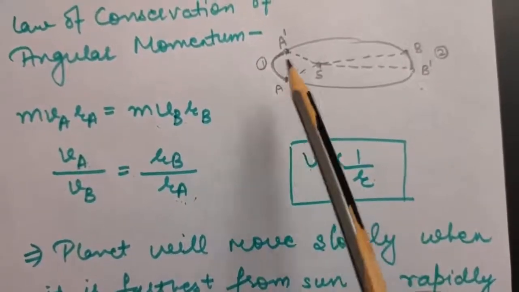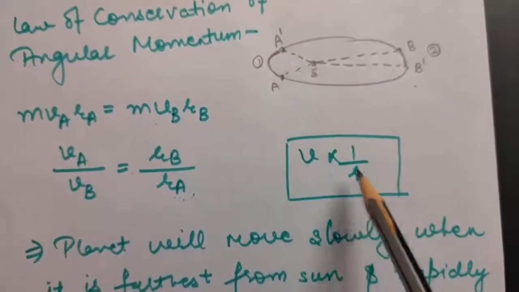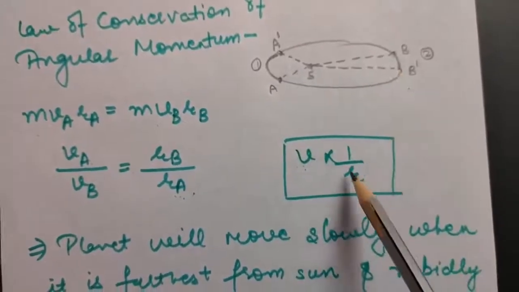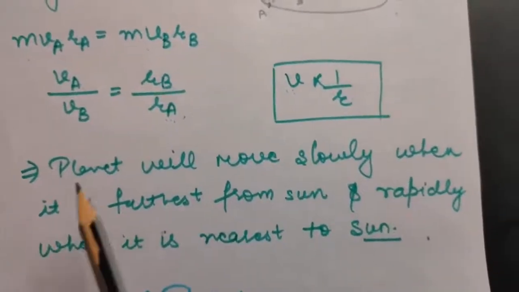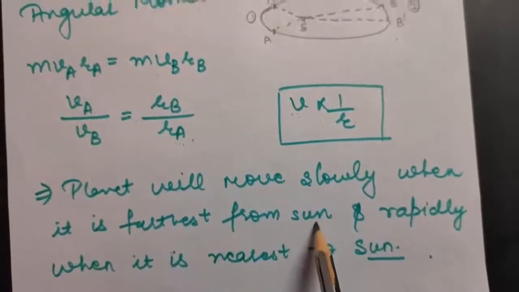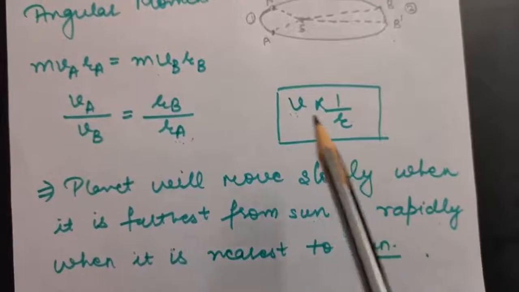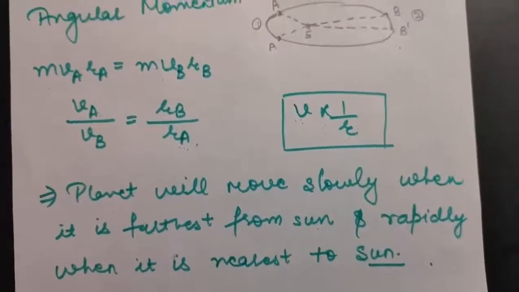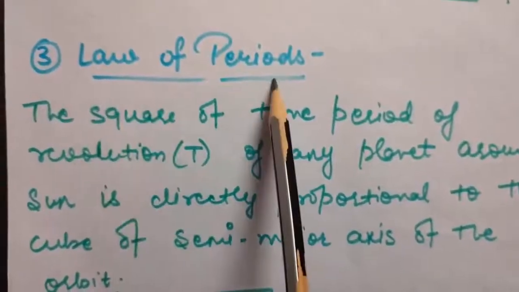So when the planet is close to the sun, that is if r is less, velocity will be high, and when the planet is far away from the sun, that is when r is higher, v will be small. So you can state it like this: the planet will move slowly when it is farthest from the sun, and it will move rapidly when it is nearest to the sun, because the velocity of the planet is inversely proportional to the distance from the sun. Okay, the next, third one, is the law of periods.